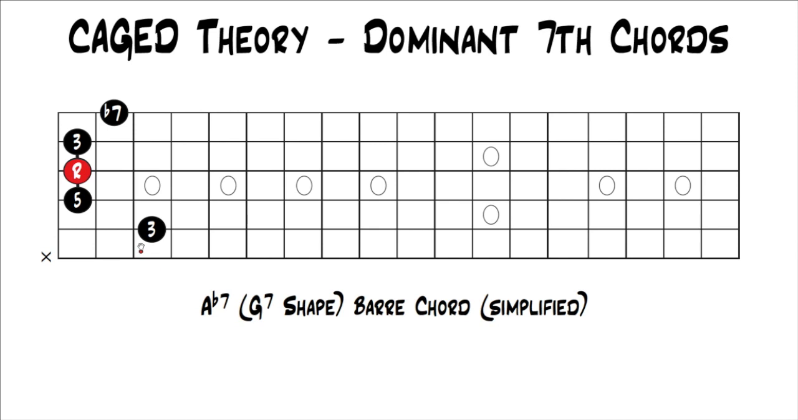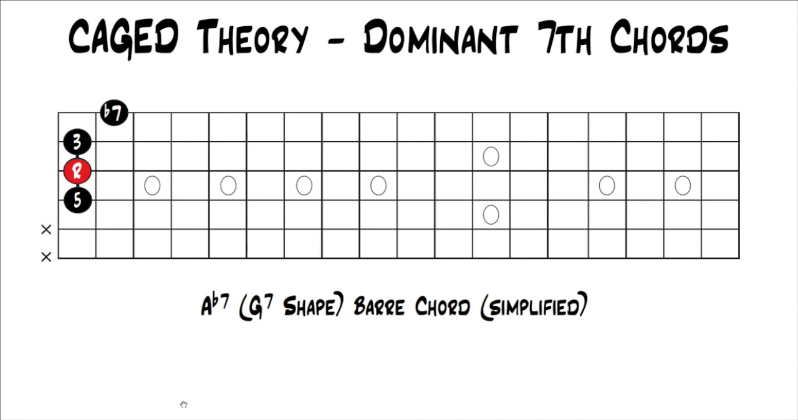Or we could also remove this note as well and end up with this shape. Still, it's an A flat 7 bar chord using the G7 shape. And this is a very common shape. It's used all the time if you play dominant chords. So this is definitely one worth learning that comes out of the G7 shape. So definitely learn this shape if you want to play dominant 7th chords.